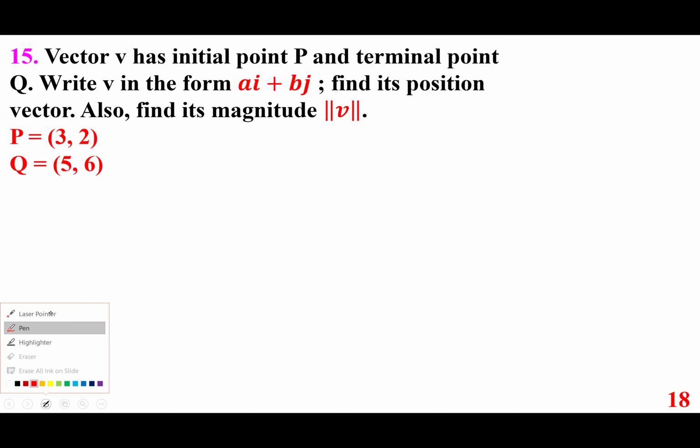Let's switch gears and get into vectors. Vector V has initial point P and terminal point Q. Write V in the form of ai plus bj. Find its position vector. Also find its magnitude. And here's P, here's Q.